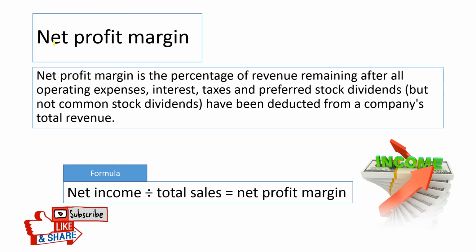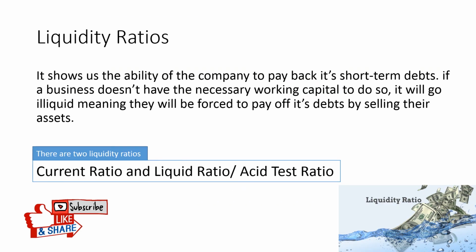Net profit margin is the percentage of revenue remaining after all operating expenses, interest, taxes, and preferred stock dividends, but not common stock dividends, have been deducted from a company's total revenue. So the formula for net profit margin is net income divided by total sales. You will need to remember this formula for your exam. Net income divided by total sales will give us our net profit margin.